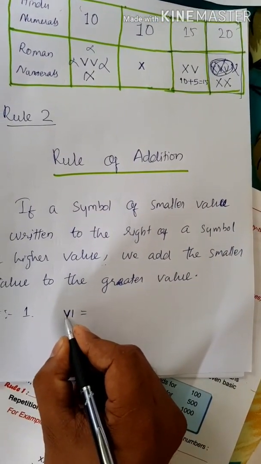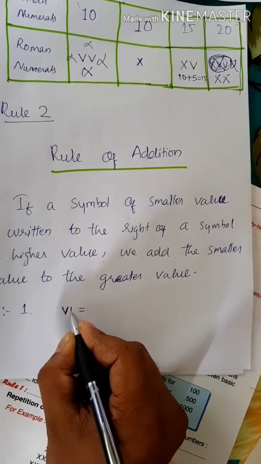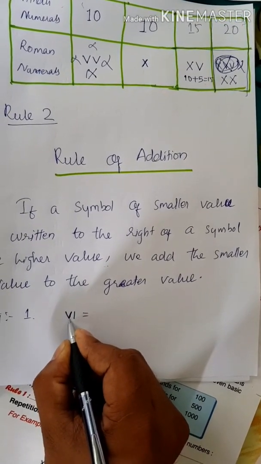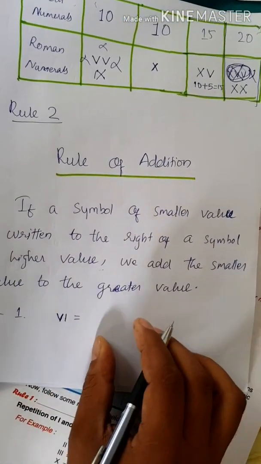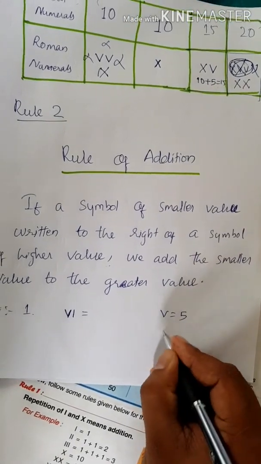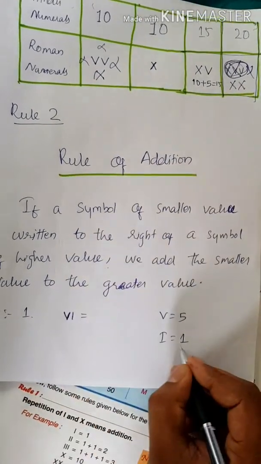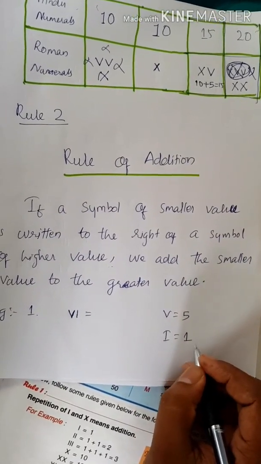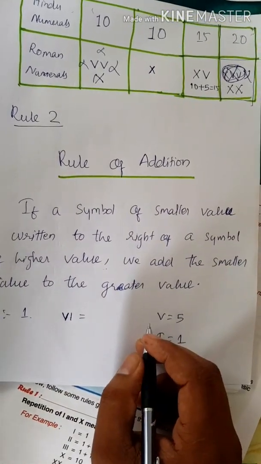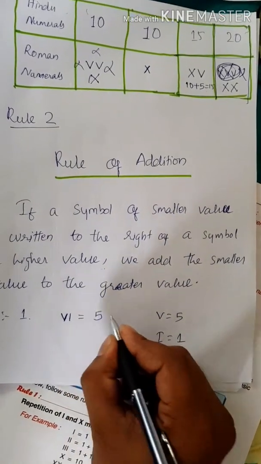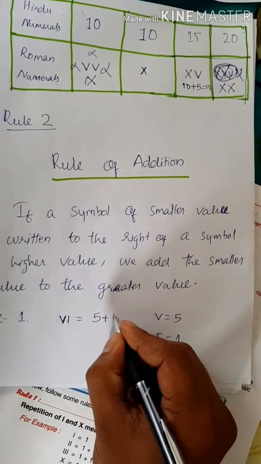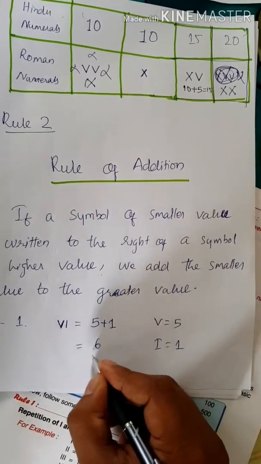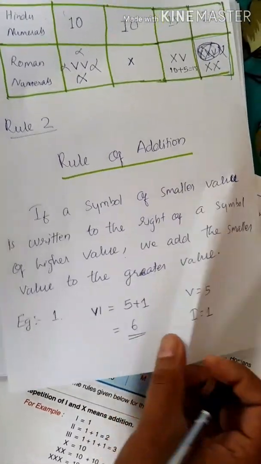This one is big and this one is the small number, so we have to add this number to that number. V is equal to 5 and I is equal to 1. So we know that V has a value of 5, so we write 5 plus, and I has a value of 1. So 5 plus 1 is equal to 6. This number is 6. Example 2. We will take one more example.